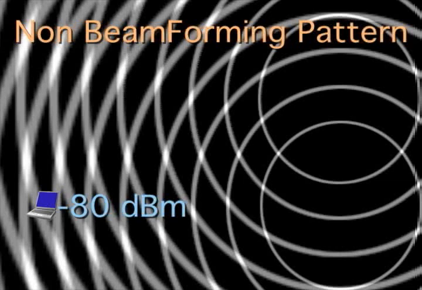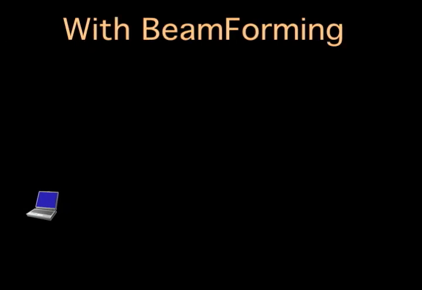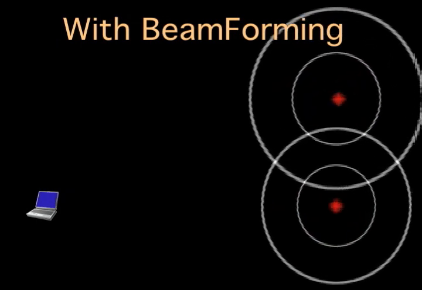In this example, we will place a laptop in the non-beamforming pattern at a coverage hole location. Minus 80 dBm is normally the signal strength where connectivity is compromised. Now that we know the location of a coverage hole on a non-beamforming pattern, let's take a look at what happens when you use beamforming.